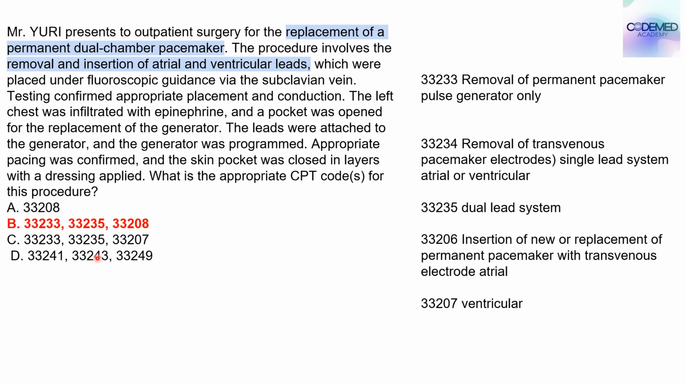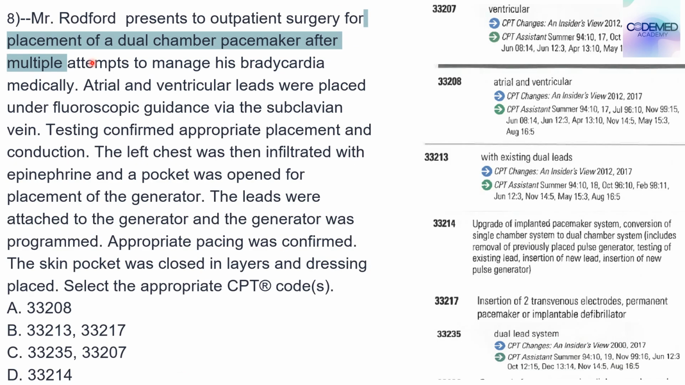So the correct answer is answer B, because what is the code? 33233, removal of the permanent pacemaker pulse generator. So we are removing the pulse generator. Then 33235 is removal of the transvenous pacemaker electrodes, single lead, but ours is dual lead. So 33235 we will require. This is taking down the pulse generator, taking down the electrode, and 33208 is placement, insertion of the new or the replacement of the permanent pacemaker with a transvenous electrode, and 33208 talks about the dual chamber. So we will have that code. So this is what the answer is. So let us take the next question.